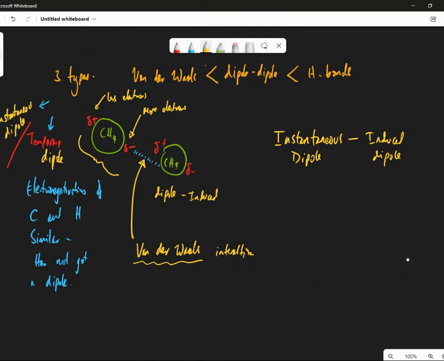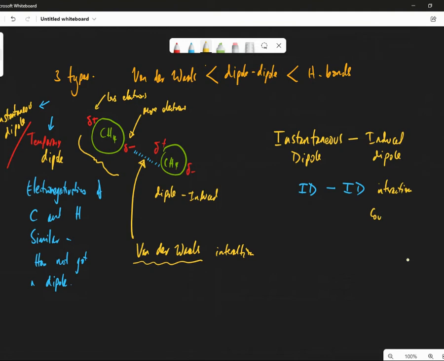Now, if you look at the syllabus, I think there's something about this in the syllabus. Instantaneous dipole has the initials ID, and induced dipole has the initials ID. Okay, but annoyingly, ID isn't the same as ID. You'd think it would be, but it's not. One ID is instantaneous, the other dipole is induced. So the first type of interaction is instantaneous dipole, induced dipole, and we call this an interaction.